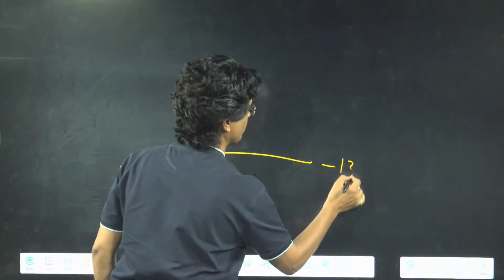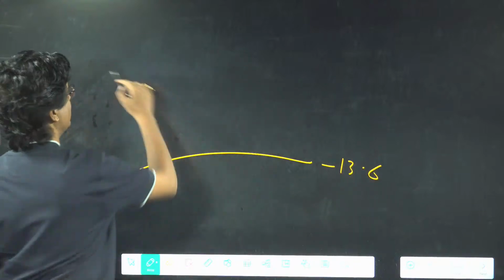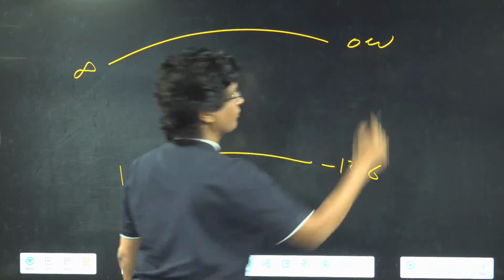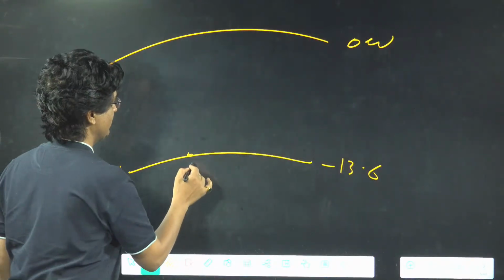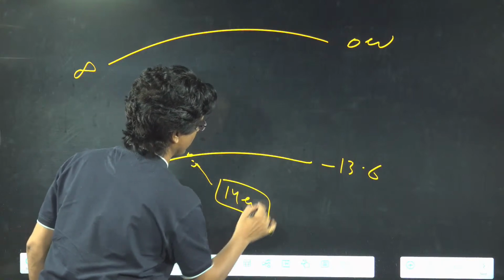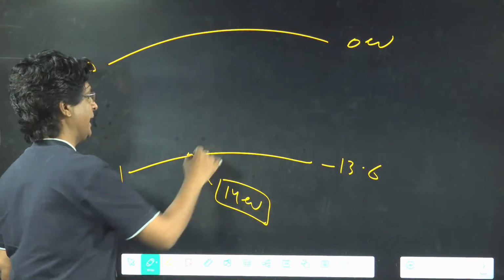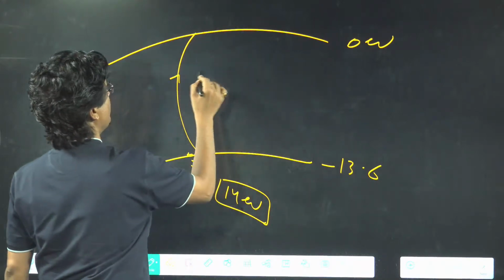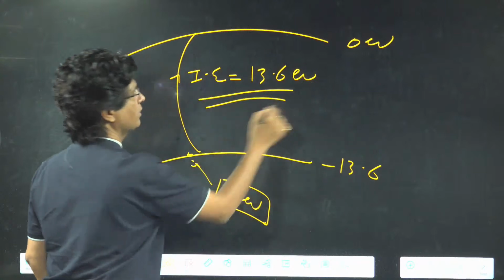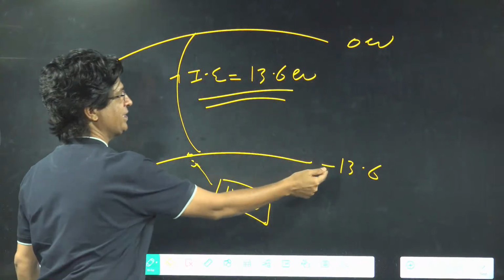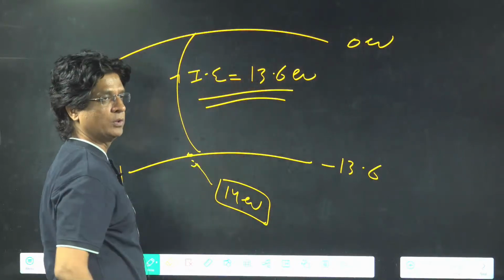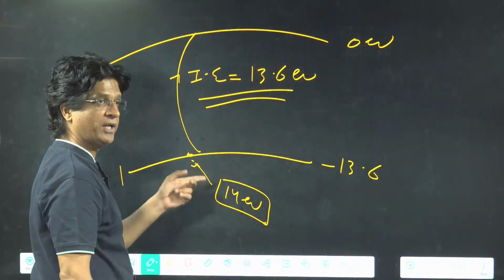This is orbit number 1, with energy minus 13.6 electron volt. This is orbit number infinity, the energy is 0 electron volt. So once this electron absorbs a photon of 14 electron volt, the ionization energy is how much? How much energy should I add over here so that it becomes 0? 13.6 electron volt. It is coming with energy of 14 electron volt.